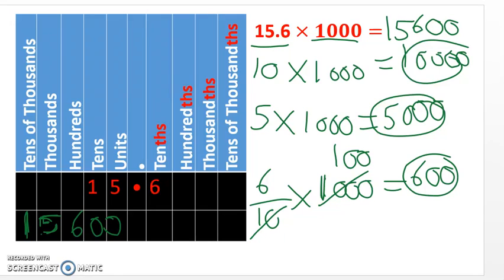So when it was 1,000, the 1 went from tens to 1, 2, 3, tens of thousands. So if there are 3 zeros, then the decimal place can jump 1, 2, 3 places from between the 5 and the 6 to over here. And we've got these empty humps. Empty humps we have to fill with zeros. So that's what gives me my 15,600.